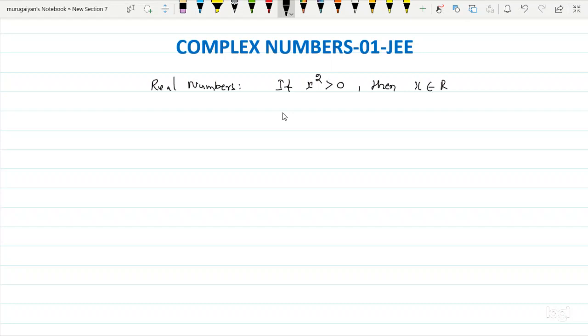So the real number is a superset of rational numbers, irrational numbers, or we can say the real number is a universal set of rational numbers, irrational numbers, whole numbers, counting numbers, all.